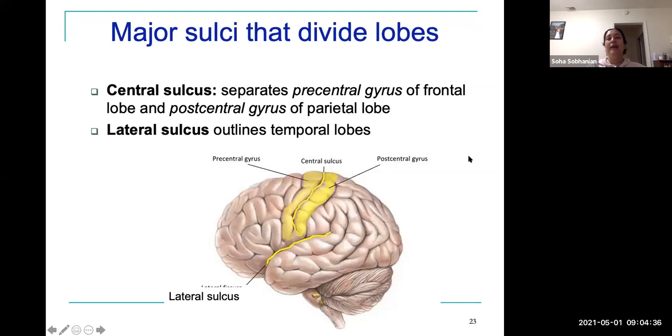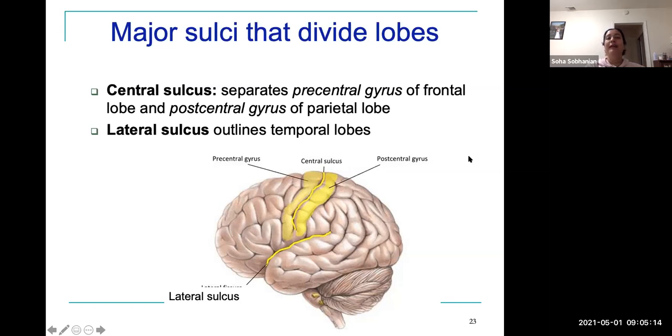So far we looked at, in terms of your cerebrum, the fact that there are shallow grooves called sulci. There are deep grooves called fissures. There are 5 lobes: frontal, parietal, occipital, temporal, and insula. We have looked at the fact that the central sulcus separates the frontal from the parietal lobe, and you have areas in front and the back called precentral and post-central gyrus.